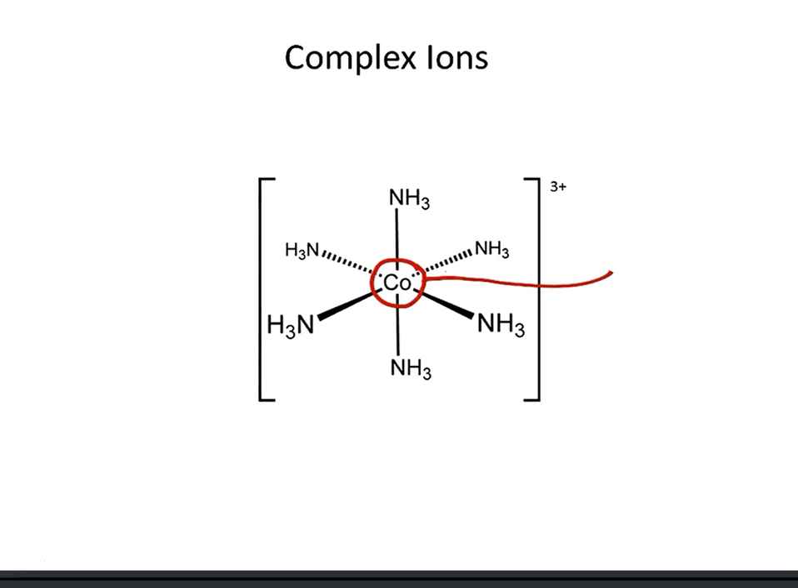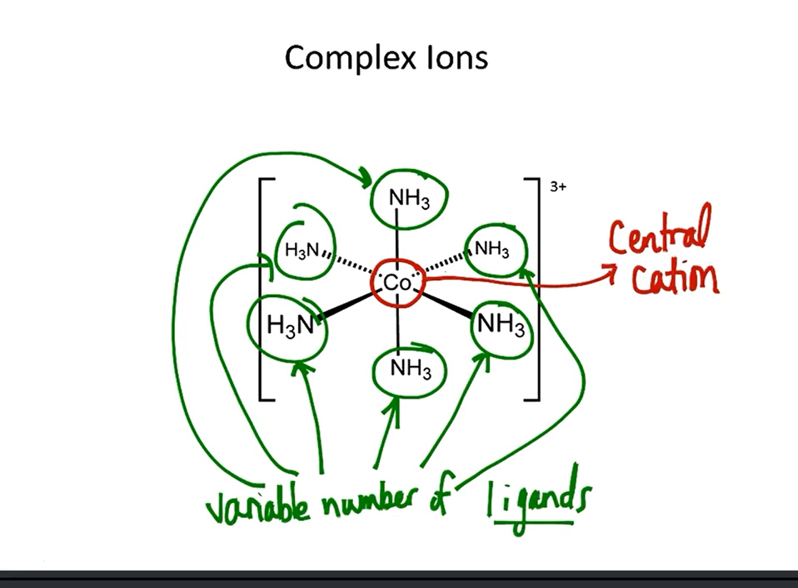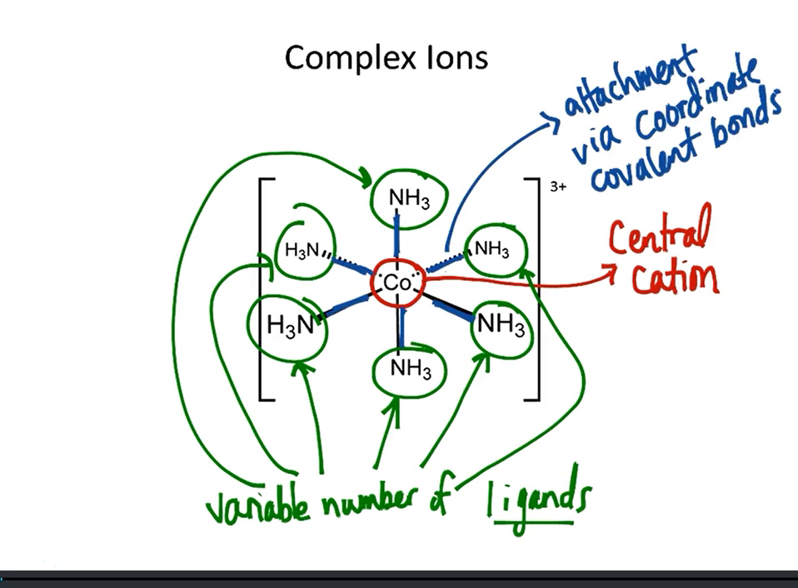Here we have cobalt in the center. There's a central cation, a metal cation. These on the outside, these ammonias, are what we call ligands. They are attached, and there's a variable number of ligands. They can be neutral molecules like you see here, or they can be ions, like chloride ion is a ligand that you sometimes see. These ligands are attached through coordinate covalent bonds.